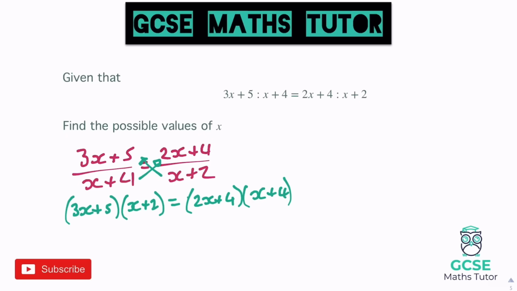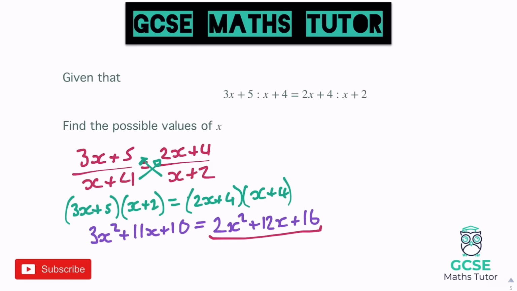I'm going to do this in quite a quick step. So the first one, we get 3x squared plus 11x plus 10. And on the right one here, we get 2x squared plus 12x plus 16. So we've got quadratics here and we just need to make it equal 0. I'm going to move everything here on the left hand side to the other side. So I'm going to minus 2x squared, minus 12x and minus 16, and that's now going to equal 0. So 3x squared minus 2x squared leaves us with x squared.